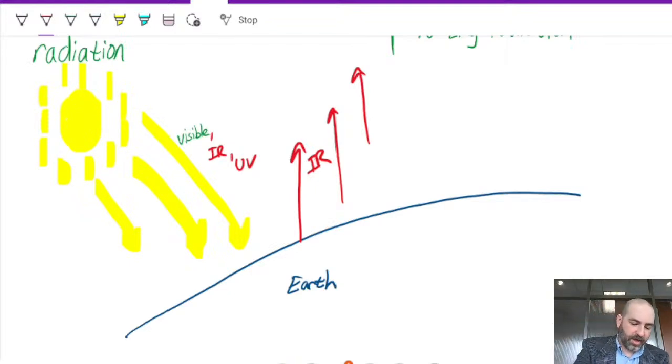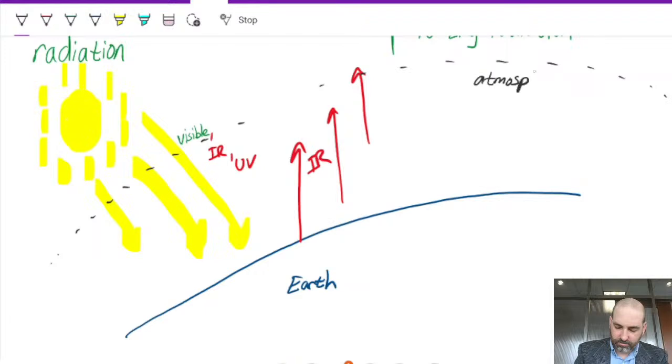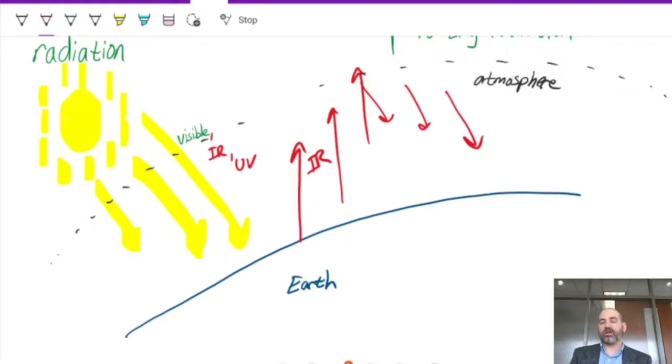On Earth, we have an atmosphere that's composed of lots of different gases: oxygen, nitrogen, water, carbon dioxide and some other things. Some of those gases, including carbon dioxide and water, but not nitrogen and oxygen, have the ability to absorb infrared light and essentially re-emit it. So the greenhouse gases in the atmosphere allow the infrared light to be absorbed and re-emitted back toward Earth.